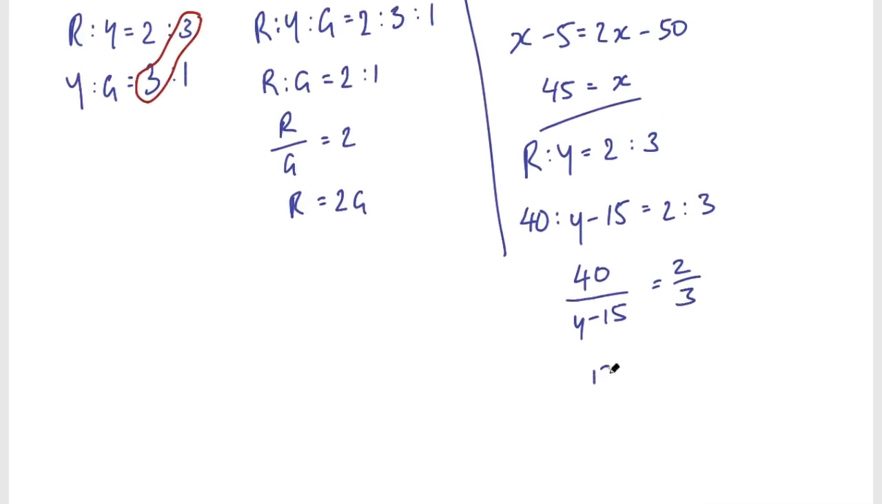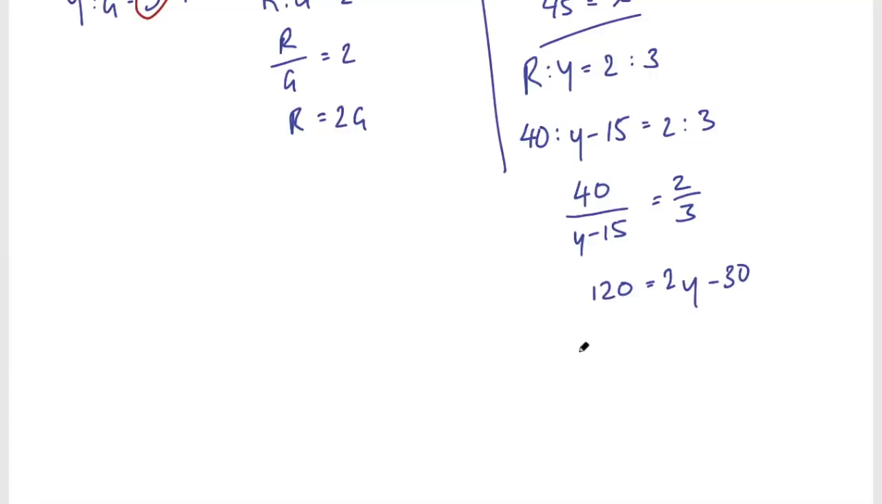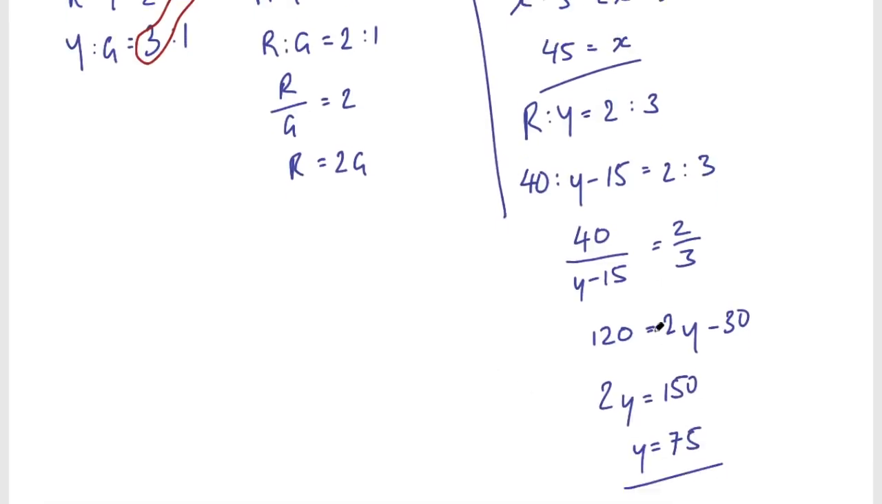3 times 40 is 120. 2 times Y minus 15 is 2Y minus 30. And then I have 2Y equals 150. So Y equals 75. So now I can find the original amount of sweets.